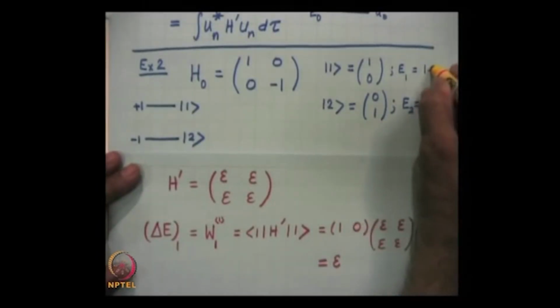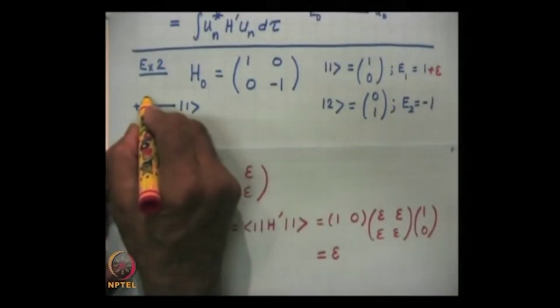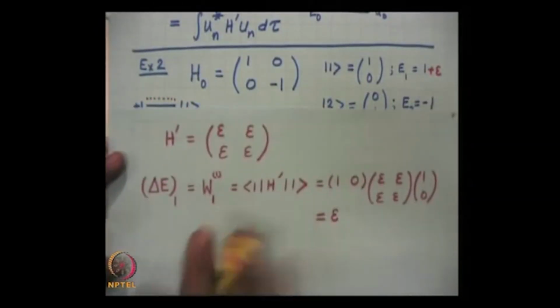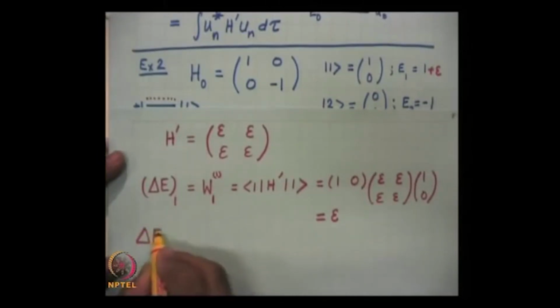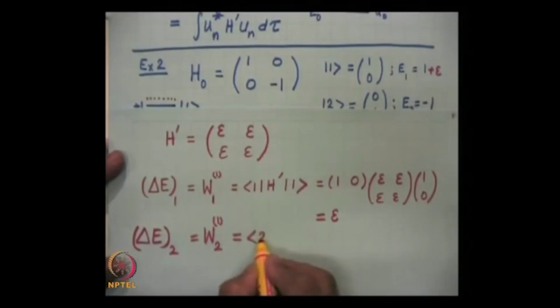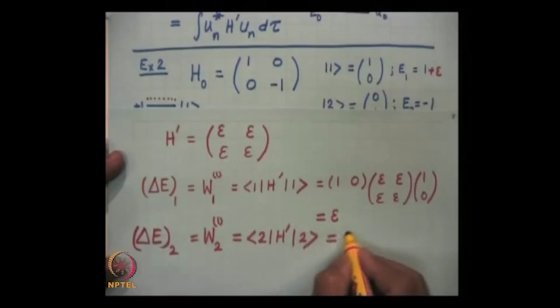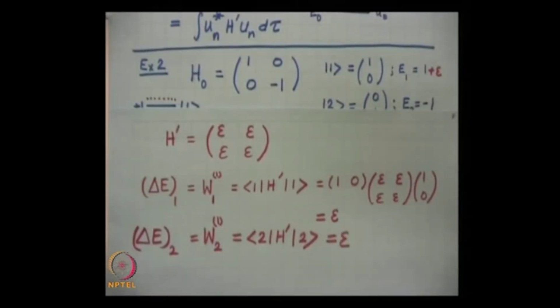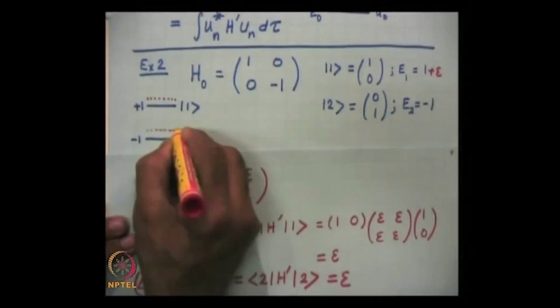So, the first order perturbation is, therefore, plus epsilon. So, the energy level shifts, the eigenvalue shifts by epsilon. Similarly, I can write down delta E 2, which is the first order perturbation to the second state. So, this is 2 H prime 2, and I leave it as an exercise for you to show that that is also equal to epsilon. So, this state shifts by epsilon, this state also shifts by epsilon.